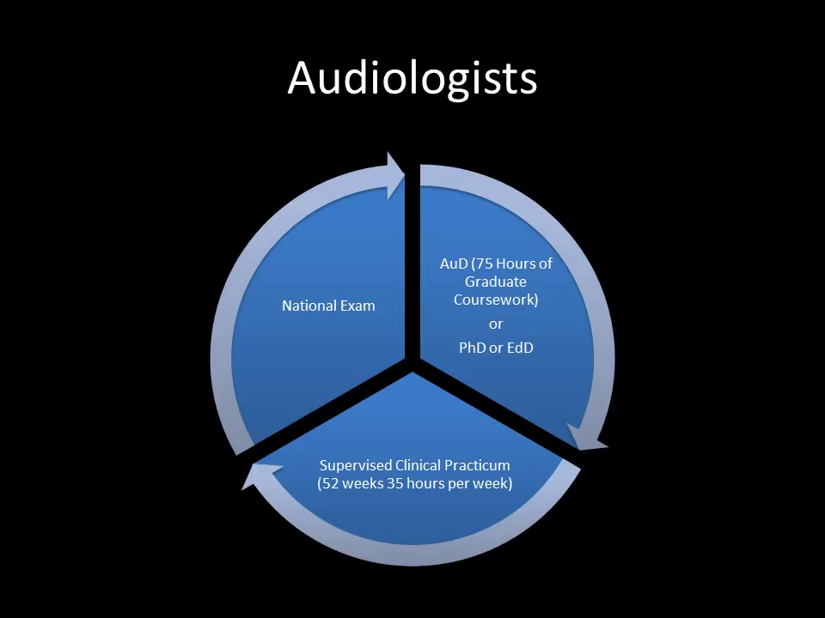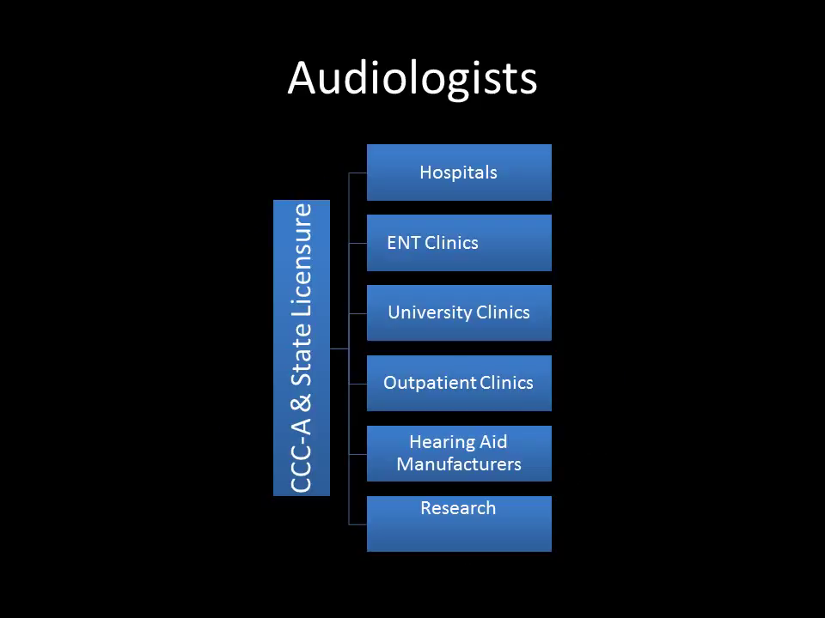Training for audiologists includes 75 hours of graduate work. They can obtain their AuD, which is their doctorate in audiology, or a PhD or an EdD, which is the doctorate in education or doctorate in philosophy. In addition to the training, audiologists must have a supervised clinical practicum of 52 weeks of 35 hours per week, and they must pass their national exam by ASHA, the American Speech-Language Hearing Association.